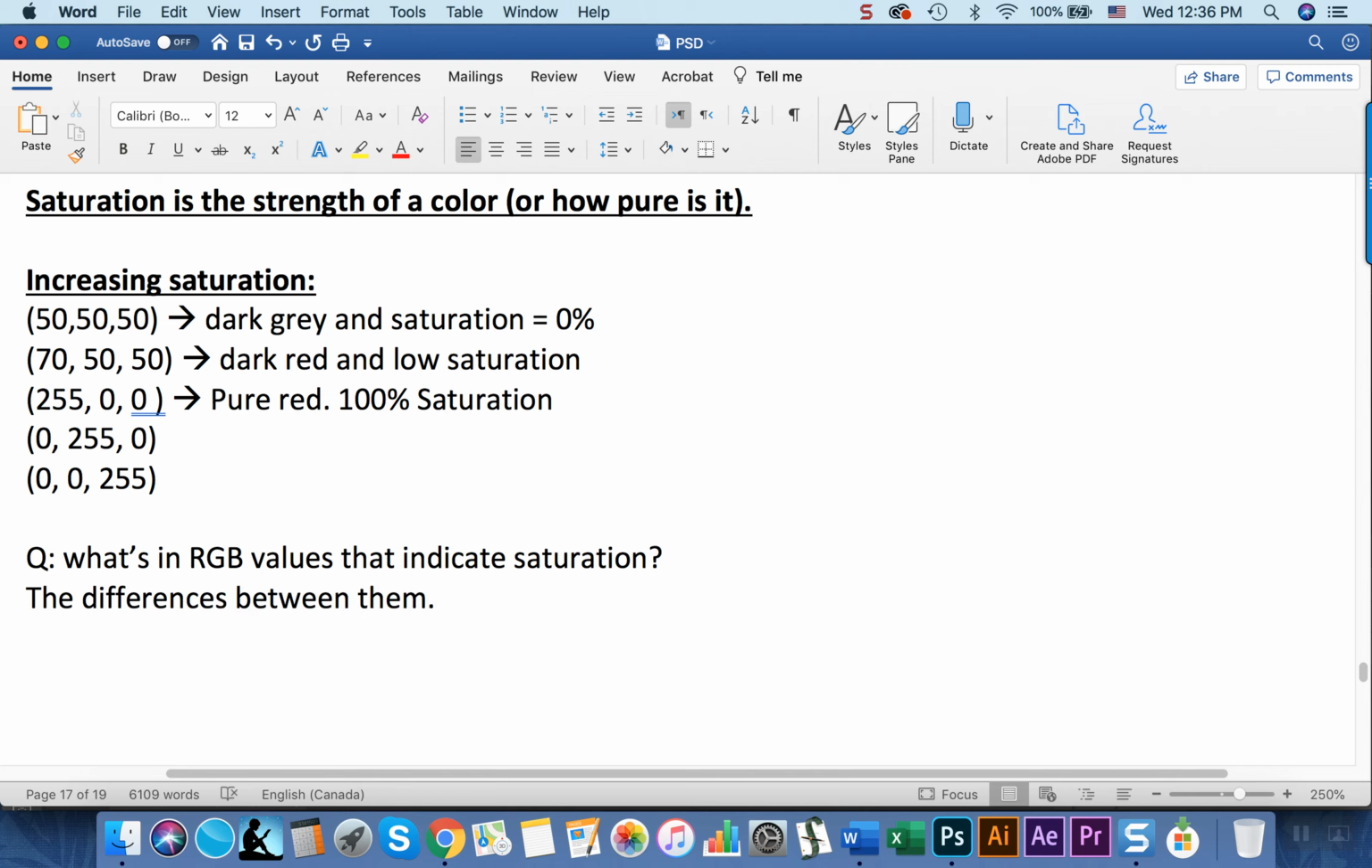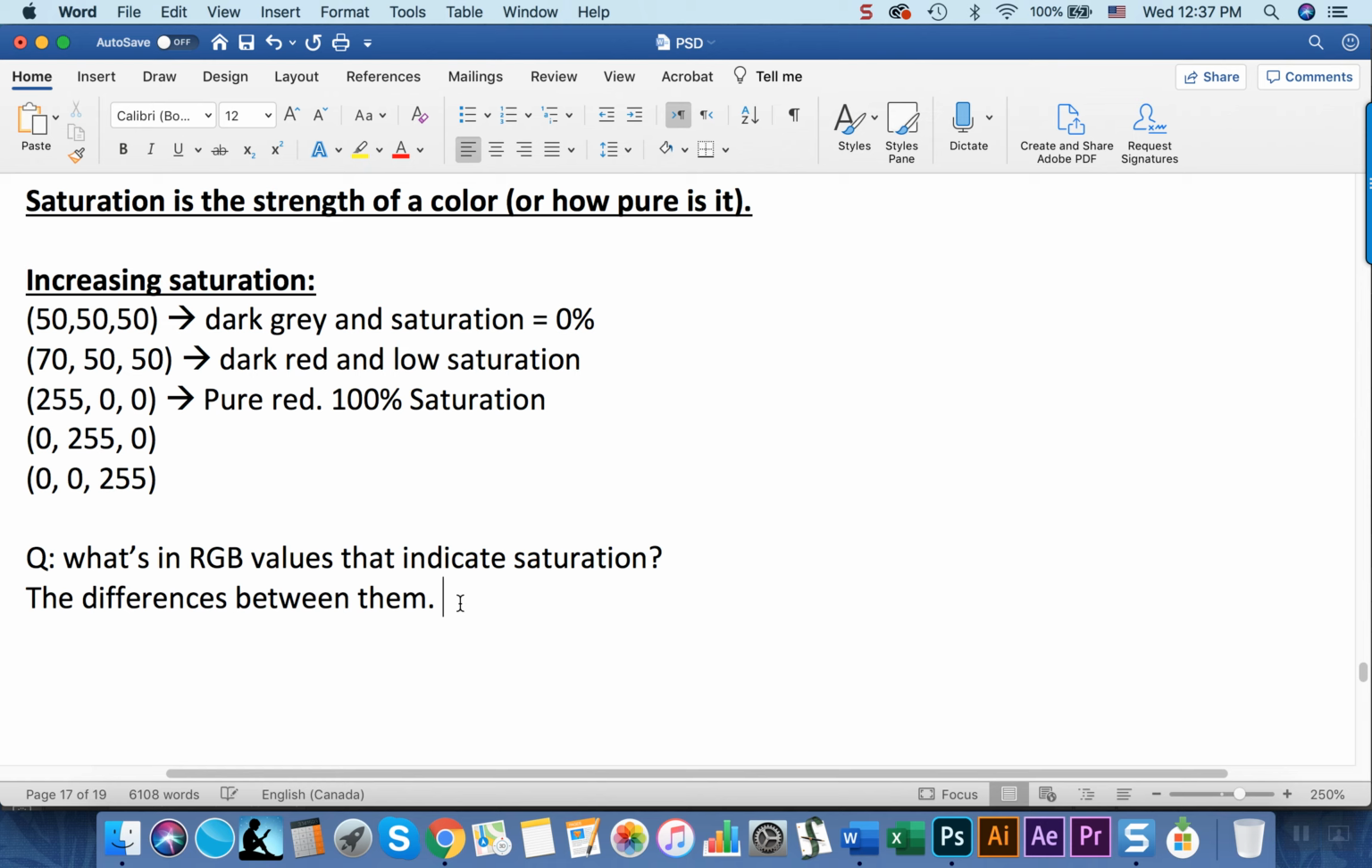The higher the differences between them, the more saturation we have in a pixel. So if the difference between them is 0, that means the saturation is 0. If the amounts of red, green, and blue are exactly the same, that means saturation is 0. And if the difference between them is the maximum, 255 units, then saturation is going to be 100%. So you can gauge saturation by looking at RGB numbers and seeing how far apart they are.